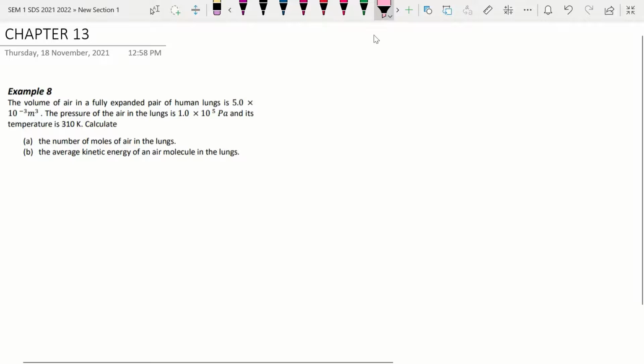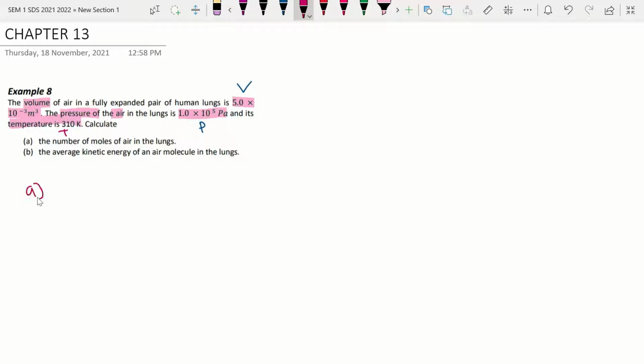Okay, now let's look at example 8. The volume of air in a fully expanded pair of human lungs is 5 times 10 to the power of negative 3 meter cube. So this is the volume. And the pressure of the air in the lungs is 1 times 10 to the power of 5 Pascal. So this is the pressure. And its temperature is 310 K. So this is the temperature. Calculate the number of moles of air in the lungs.